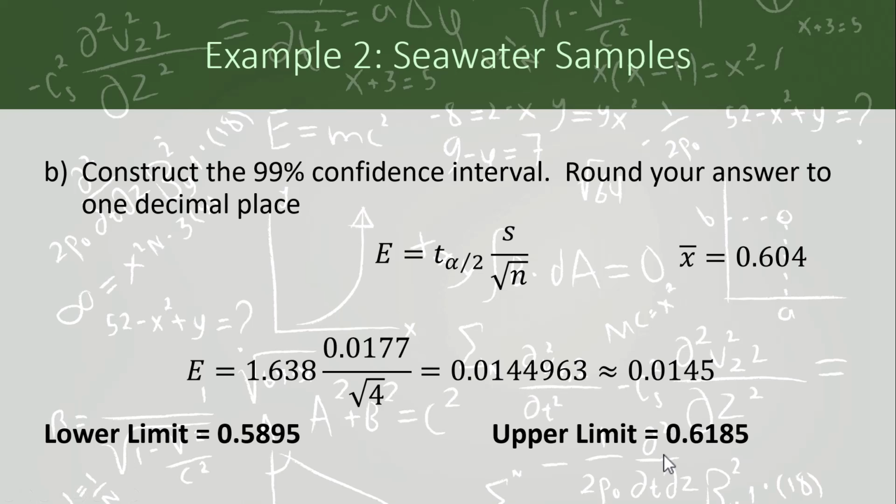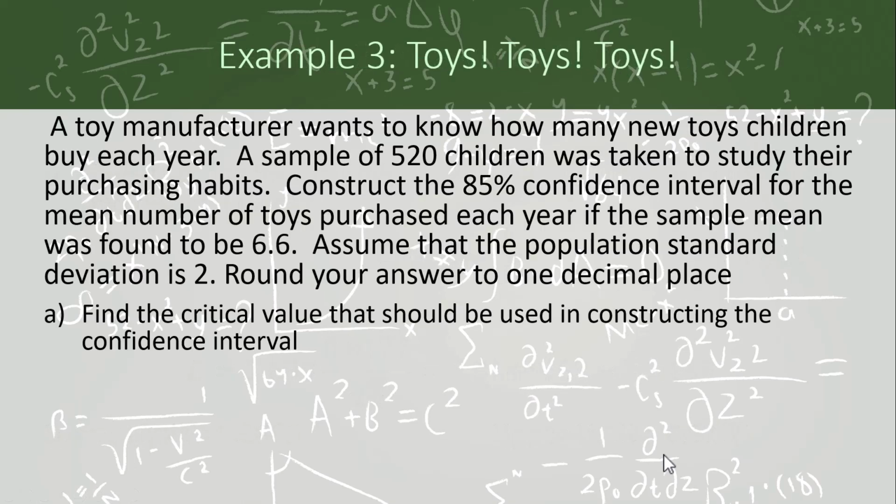Okay, and this brings us to our last problem. Here we have a toy manufacturer who wants to know how many new toys children buy each year. A sample of 520 children was taken to study their purchasing habits. Construct an 85% confidence interval for the mean number of toys purchased each year if the sample mean was found to be 6.6. Assume that the population standard deviation is 2. Round your answer to 1 decimal place.